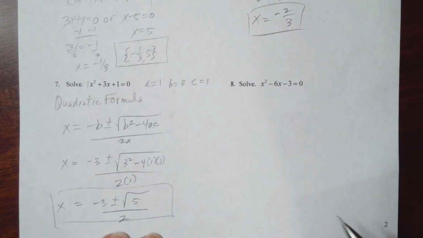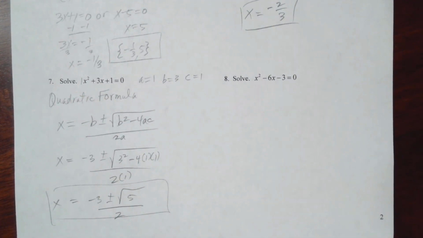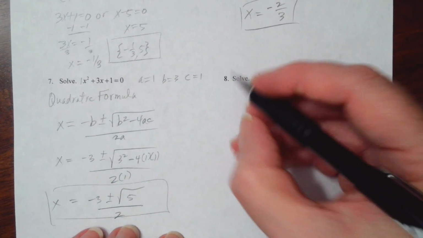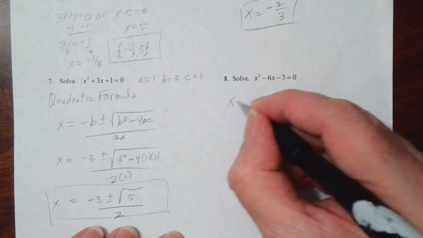All right, I would encourage you to try number 8. It's the same thing. It's just going to be more difficult to simplify. This radical expression can be a challenge to simplify. All right, so let's go ahead and look at number 8.